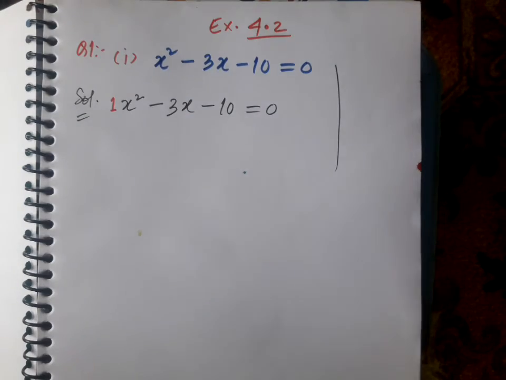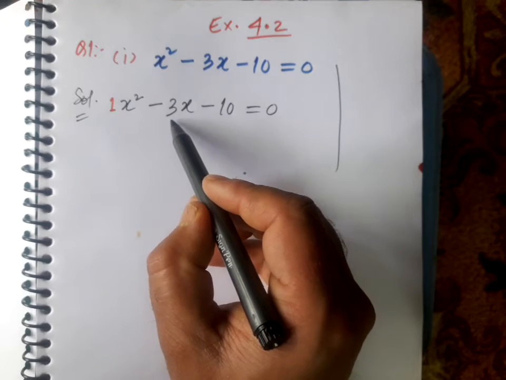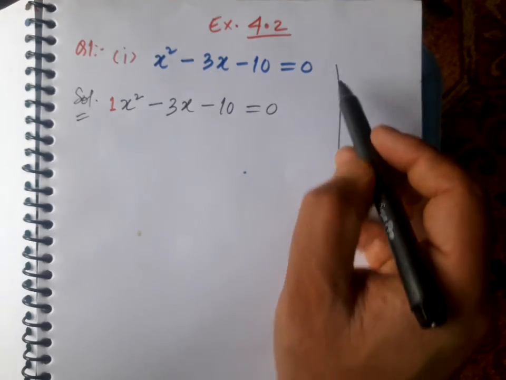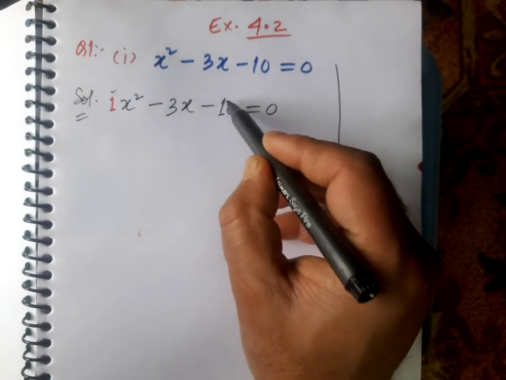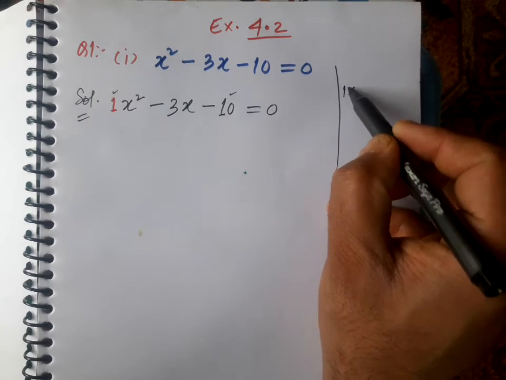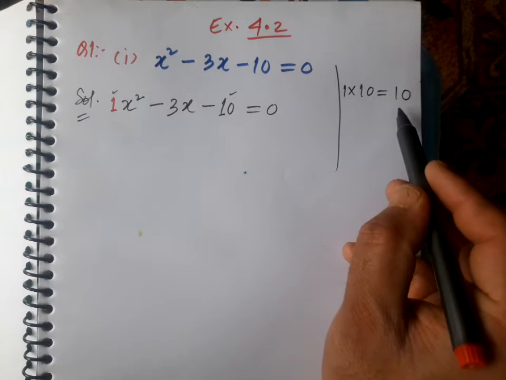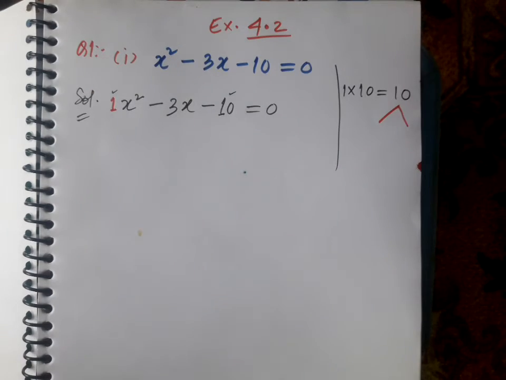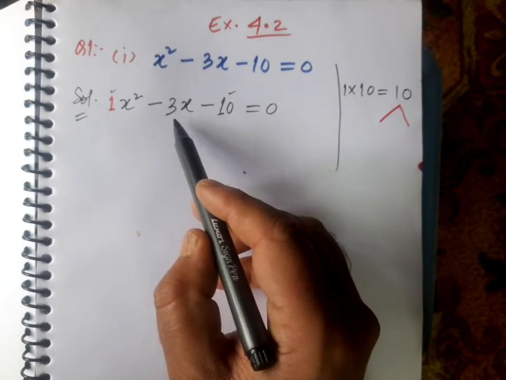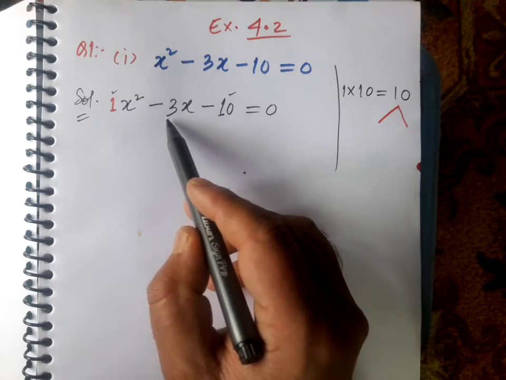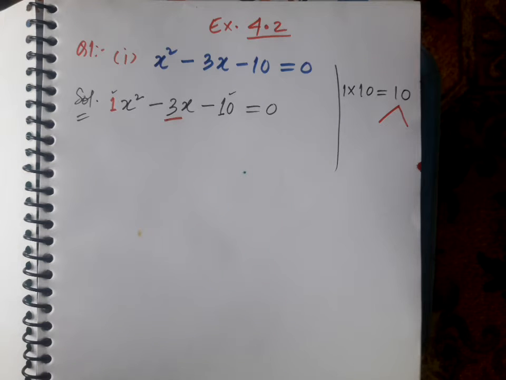We have to split the middle term, and the coefficient of the middle term is minus 3. We will multiply the leading coefficient, that is 1, with the constant term, that is 10, and it will become 10. Now this 10 can be factorized into two factors in such a way that the sum or difference of the factors is equal to the coefficient of the middle term, that is the coefficient of x.